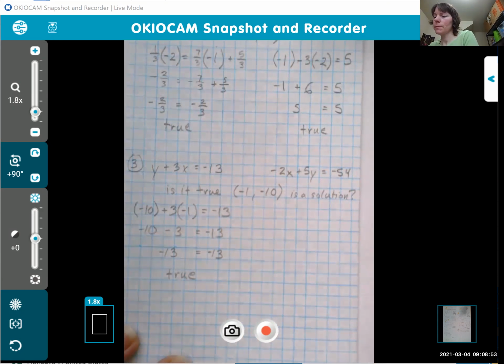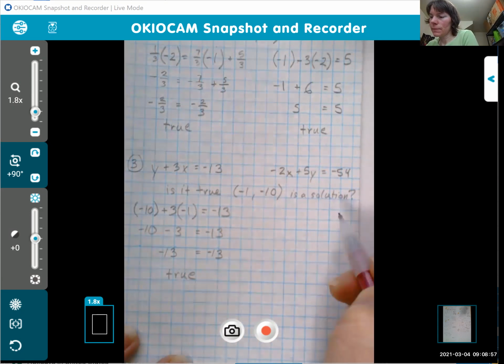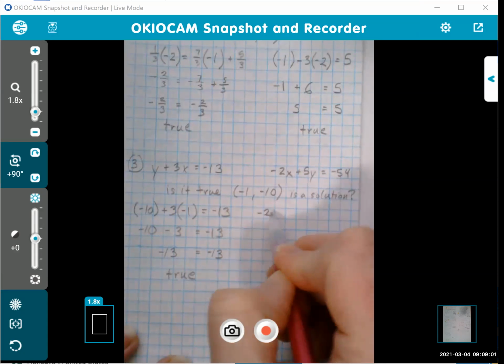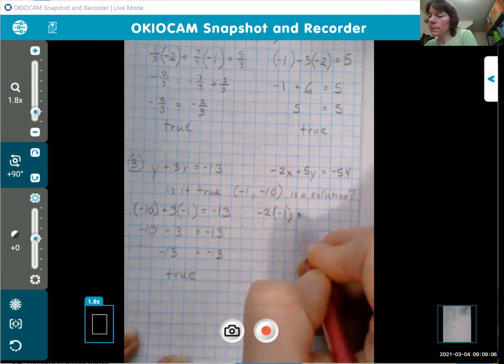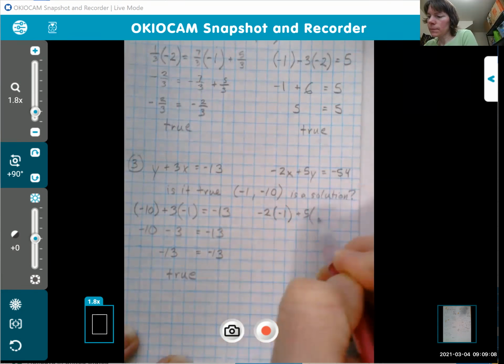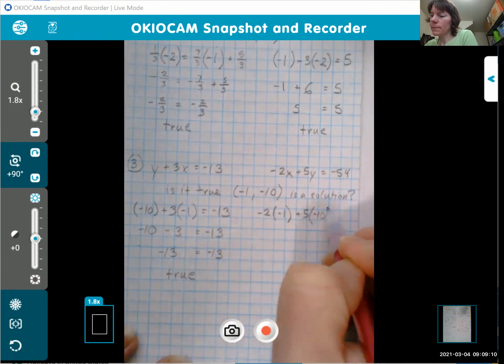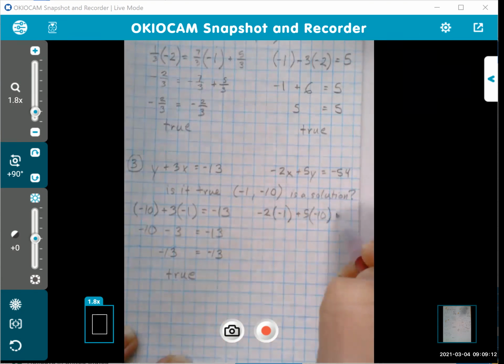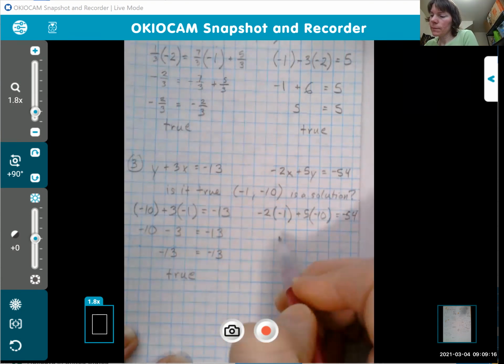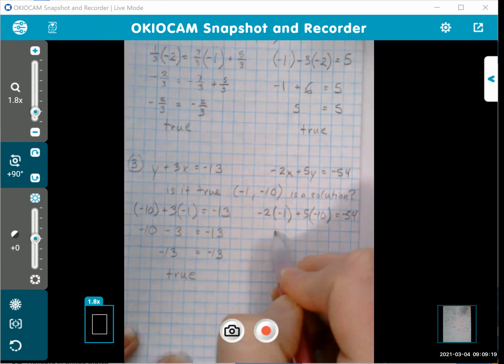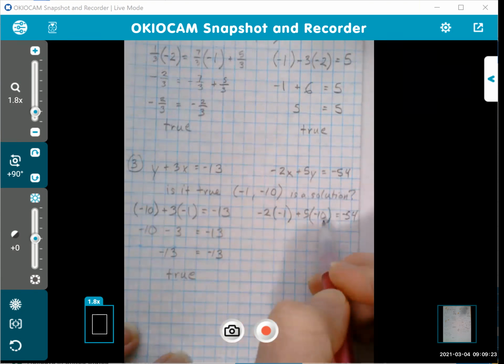Okay, what I did was I first set up the equation, so -2, and then in parentheses, -1. Okay, because that was your x value. Good. Yeah, and then plus 5 in parentheses, -10 equals -54. And where'd you go from there? And then I kind of simplified the left side, so I got -3 plus -50 equals -54.